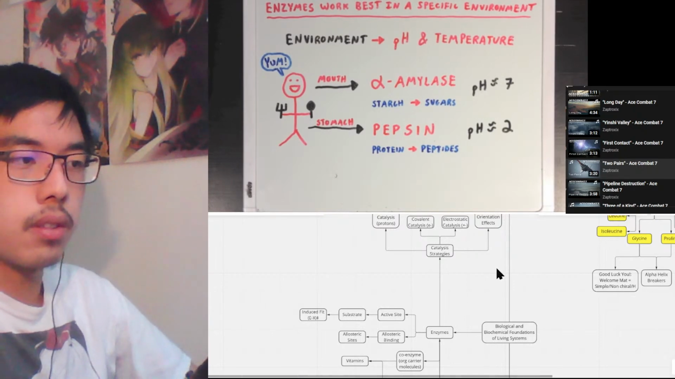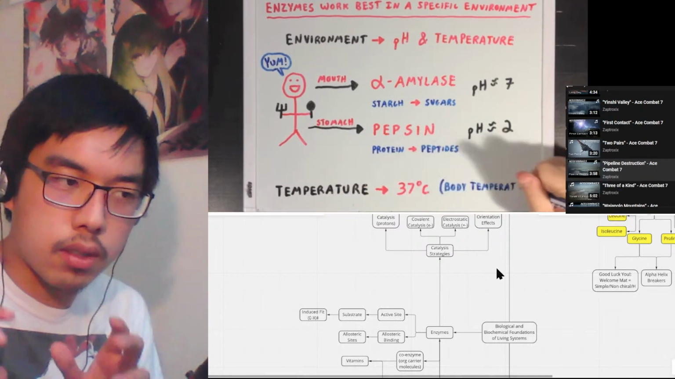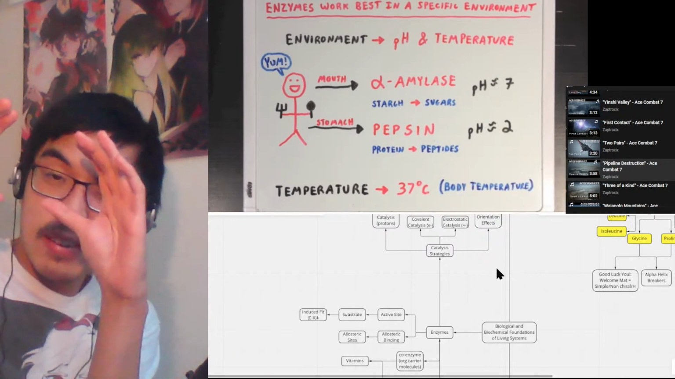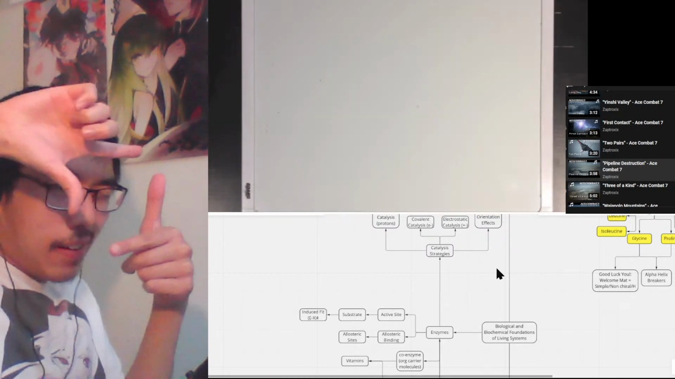Now, both of these enzymes work at 37 degrees, which is the same as body temperature. But you can see different enzymes are functioning at different environmental conditions. So what would happen if we took an enzyme and moved it into a different environment?